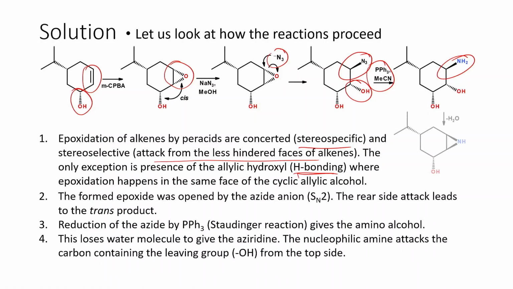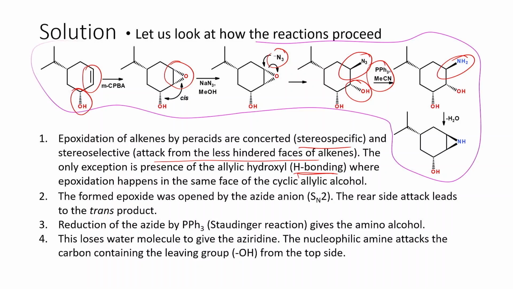So the next step is a crucial one. This leads to loss of a water molecule. That means the lone pair on nitrogen attacks this particular carbon, and the hydroxy group is lost. So that leads to the formation of the aziridine. And since the amino group is from the top face, the aziridine is also formed from the top face.